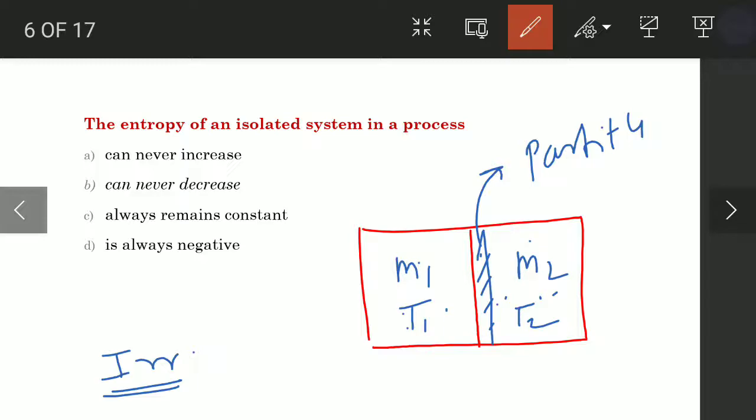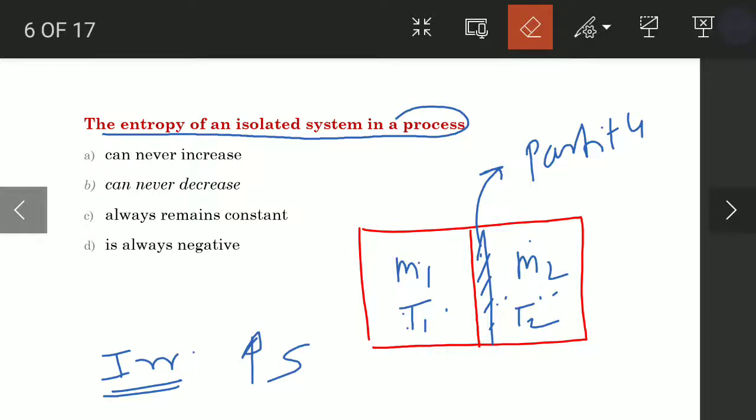Whenever there is irreversibility, there is an increase in entropy. Now we will see the options: the entropy of an isolated system in a process. Here I have considered a mixing process. Can it never decrease? True, it cannot decrease. Can it never increase? It may increase.